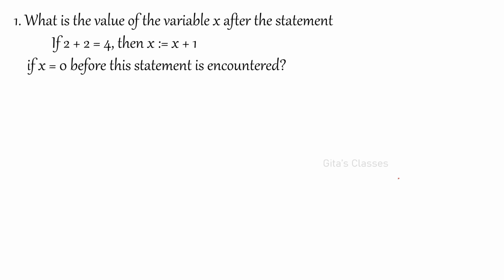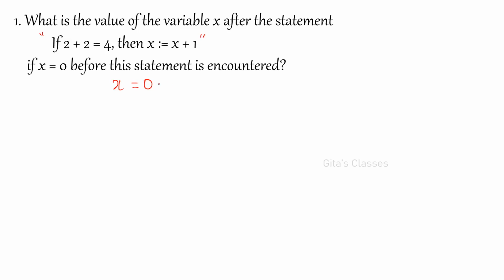What is the value of variable x after the statement? If this statement is executed, what will be the value of x? Initial value is given: x is equal to 0 before this statement is encountered. So initially x is equal to 0. This is called the assignment symbol. Okay, x is replaced by x plus 1. You are assigning this value to this variable.